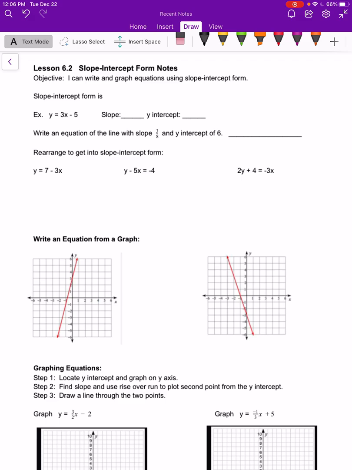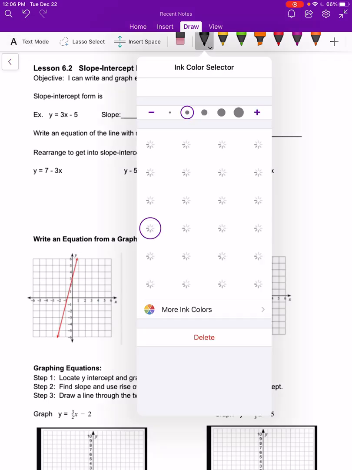So this Chapter 6 is all about linear equations. And today we're going to talk about one form, which is slope-intercept. It's the most popular one. It's the one that you dealt with all of the time last year in pre-algebra. And we're going to deal with two other forms this year too in this chapter. But today, slope-intercept form.